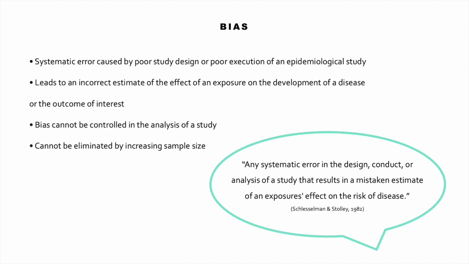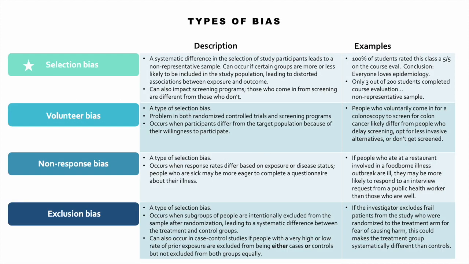Bias is any systematic error in the design, conduct, or analysis of a study that results in a mistaken estimate of an exposure's effect on the risk of disease. Bias is often broken down into two broad types: selection bias and measurement bias, also known as information bias.